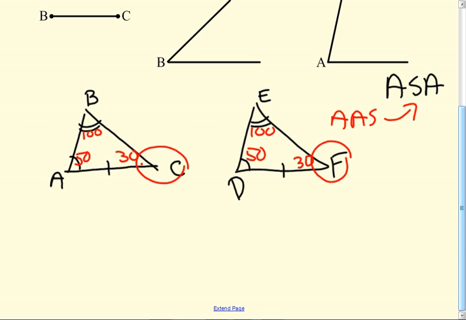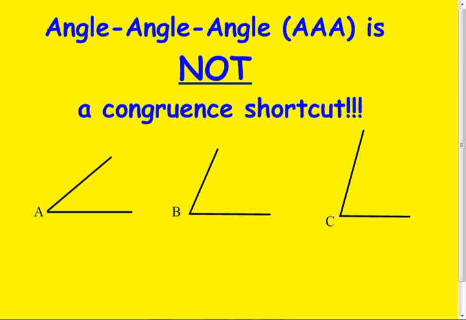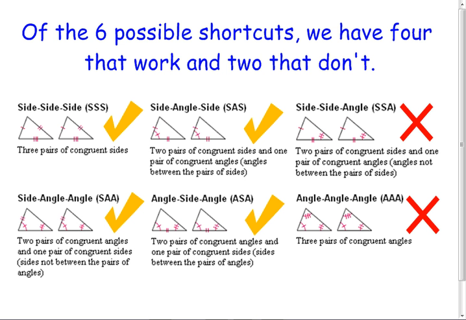Okay, so let's do some problems. That was all there was, and I did put the slide up. I think I did. Angle, angle, angle, we know right now does not work. It's similar. It gives you similar figures, but that's about it. So they're the ones that work. Got little checks there. You got them on your handouts. Yes, you need to memorize them.